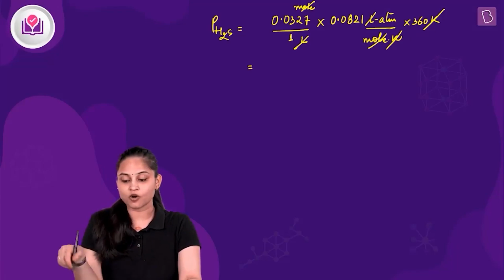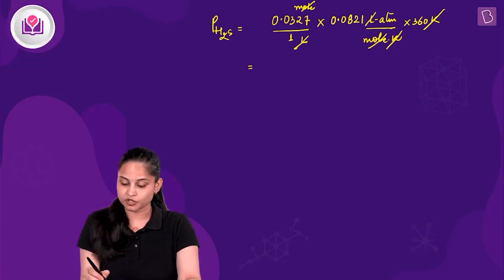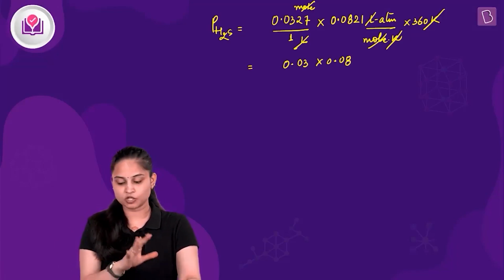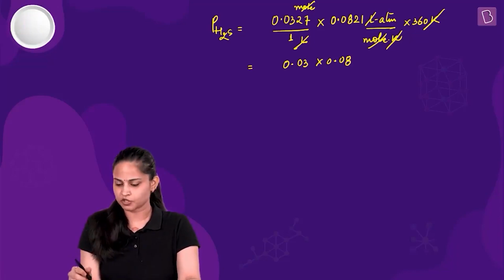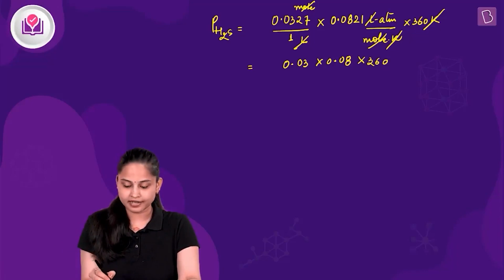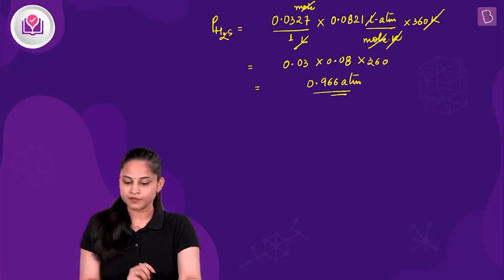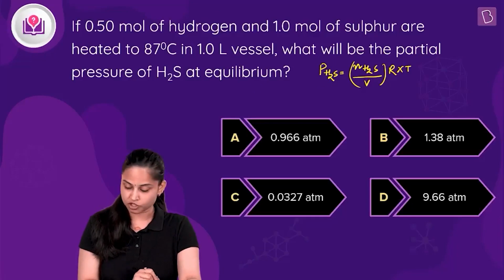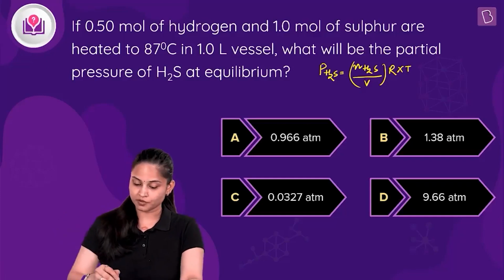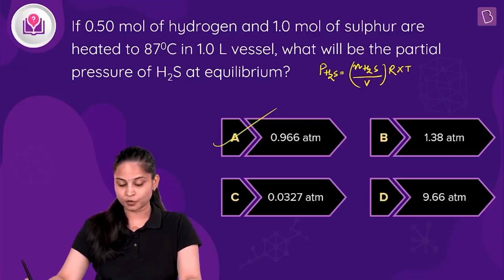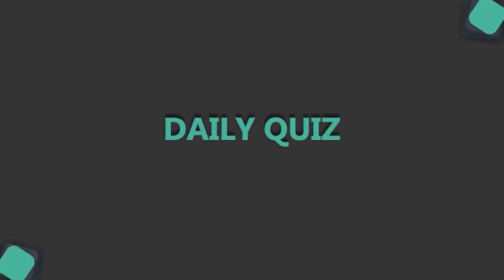When you multiply all these things, just take the approximation. It's 0.03 multiplied by 0.082, or you can say take 0.08, I'm taking the approximation, multiplied by 360. Now you have to solve it, and you will get the answer as 0.966 ATM, the approximate answer basically. So we'll just look for the partial pressure. It's option number A, 0.966 ATM, the right answer to this particular question.